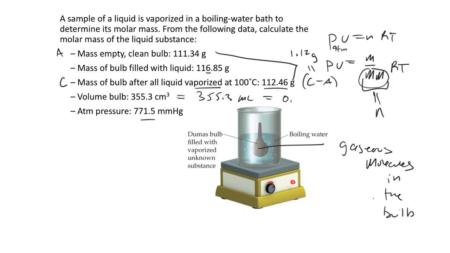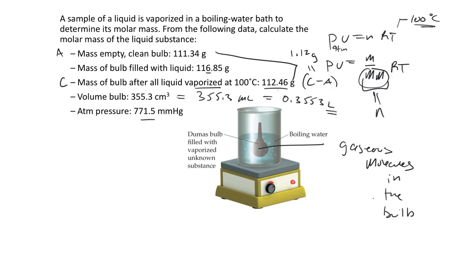We're probably going to need to convert that to liters to use our gas constant. And so then we should have everything we need to know here. And the temperature is the temperature that we were at as a gas. So the temperature here would be 100 degrees C. The boiling point of water is pretty close to 100 degrees C.